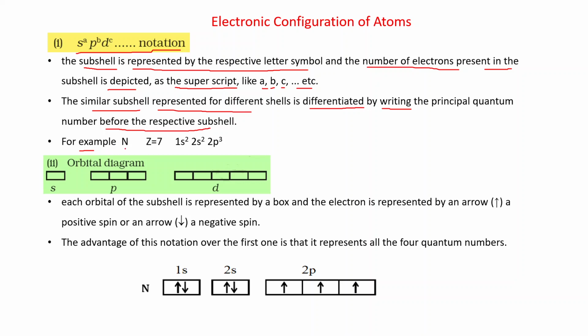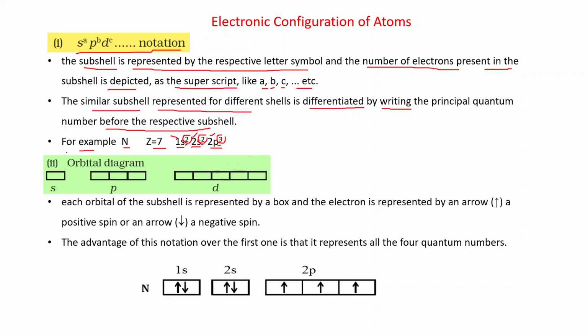For example, nitrogen, atomic number 7. Its electronic configuration is written as 1s2, 2s2, 2p3. These subshells are filled as per the aufbau principle, that is, the lower subshell is filled first. This 1 and this 2 represent the principal quantum number. This s and this p represent the subshell. And the numbers in superscript of these subshells represent the number of electrons present in these subshells.